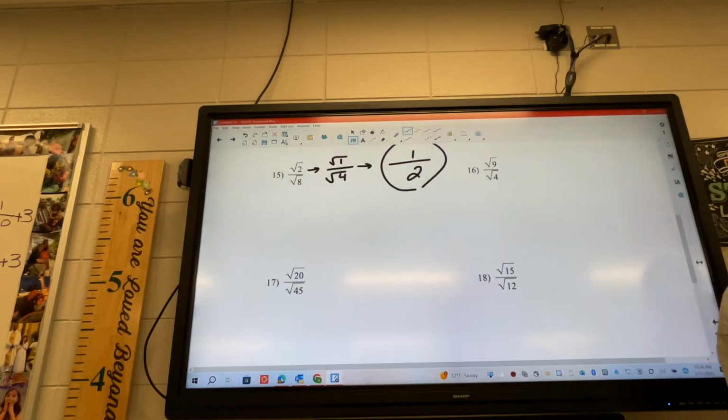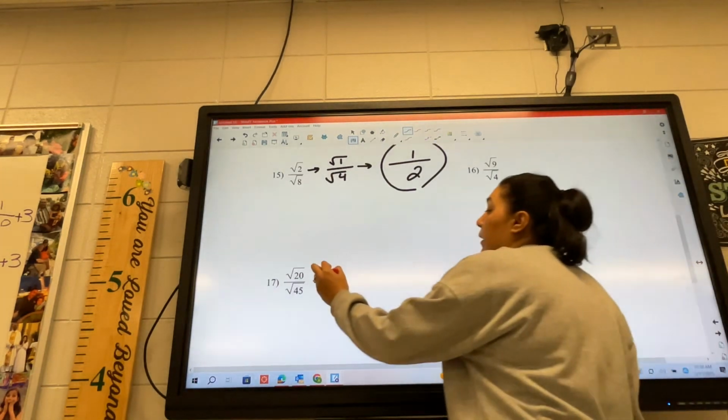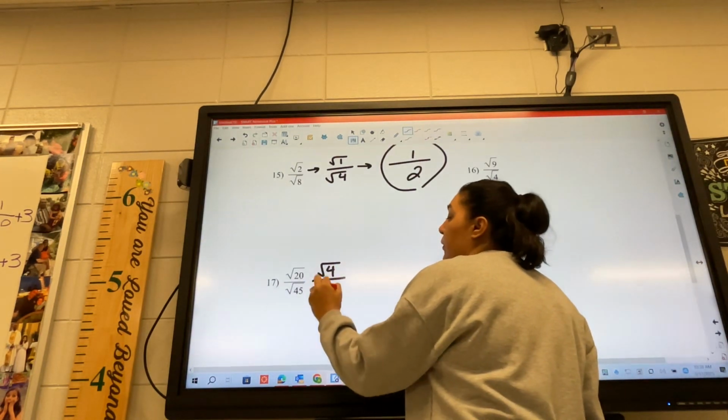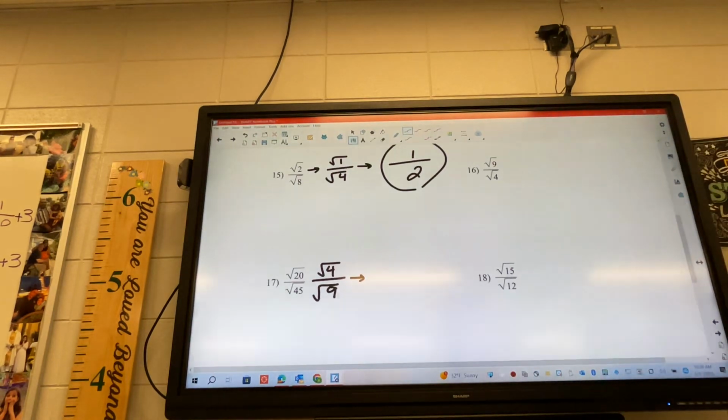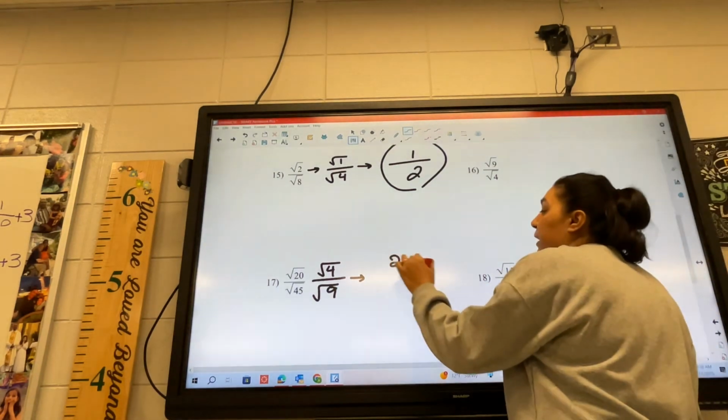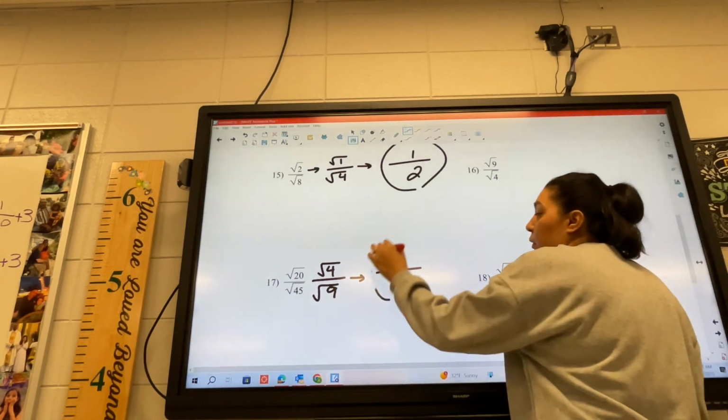Okay, 20 over 45 is 4 over 9. Okay, square root of 4 over square root of 9. What does the square root of 4 become? 2. What's a 9 become? 3.